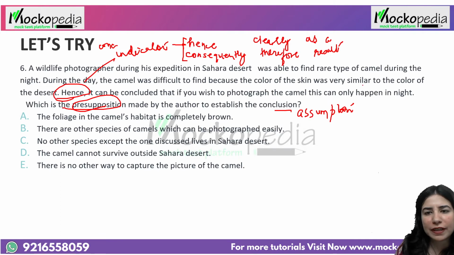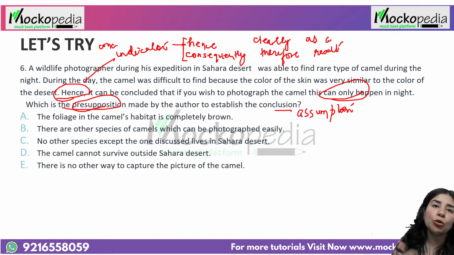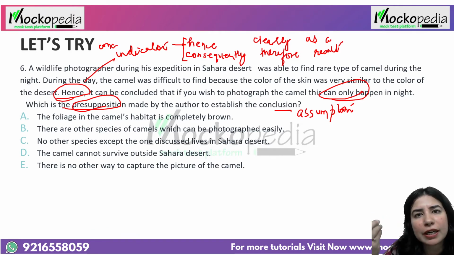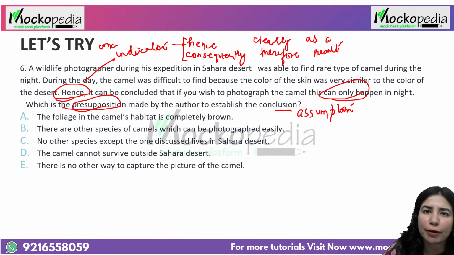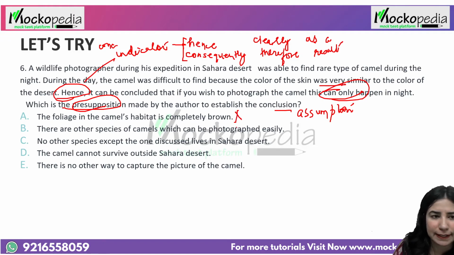So you can observe another thing, that this can only happen in night. तो ये conclusion itself is extreme, right? तो अगर conclusion ही बहुत strong है, तब you don't need to worry about the extreme answers. एक्सट्रीम आंसर का मतलब है कि ऑथर के क्लेम से ज्यादा स्ट्रॉन्ग नहीं हो सकता. ऑथर ही कह रहा है कि और कभी ले ही नहीं सकते, तो of course we have to consider that particular aspect. So the foliage in the camel's habitat is completely brown. तो ये देखो, very similar to the color of gold. Completely extreme हो जाएगा with what the point the author has established.